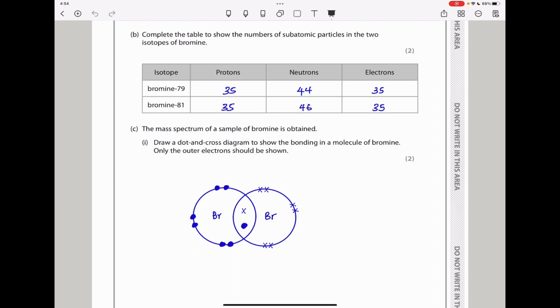Moving on. Here they say the mass spectrum of a sample of bromine is obtained. Draw a dot and cross diagram to show the bonding in a molecule of bromine, only the outer electrons should be used.